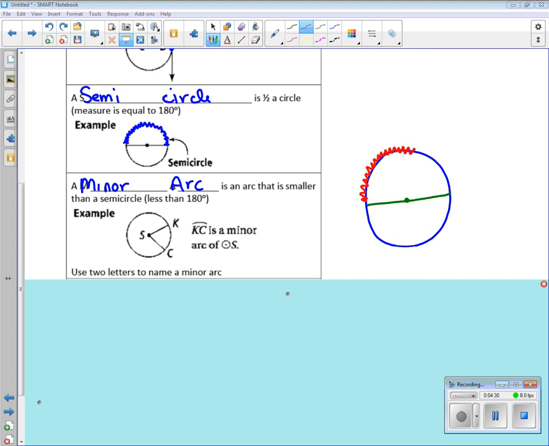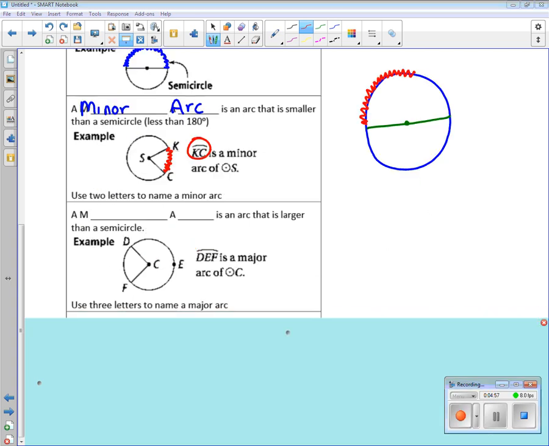Now, the semicircle is 180 degrees. Remember, it's 360 all the way around the circle, and so that minor arc is something less than 180 degrees. So let's shade in that KC there as being the arc that they're talking about. Okay. Now notice that 2 letters are used to name that arc. Okay, 2 letters.